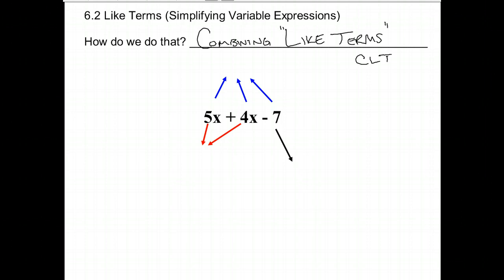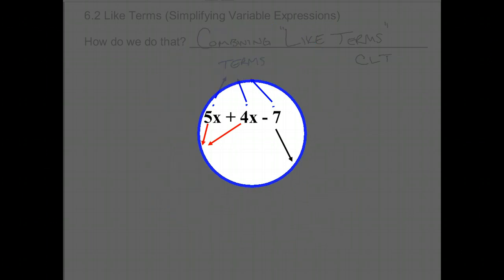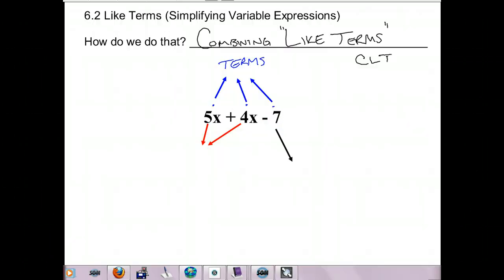Okay, so what we have in front of us here, the blue arrows pointing to the 5x, the 4x, and the negative 7. Those are called terms. T-E-R-M-S, terms. So go ahead and label that, pointing to the three things we have in front of us here. Let me show you what that is. The terms are 5x, 4x, and negative 7. Now notice that negative actually goes with it. That's very important. So we have 5x, 4x, and negative 7. Those are the terms.